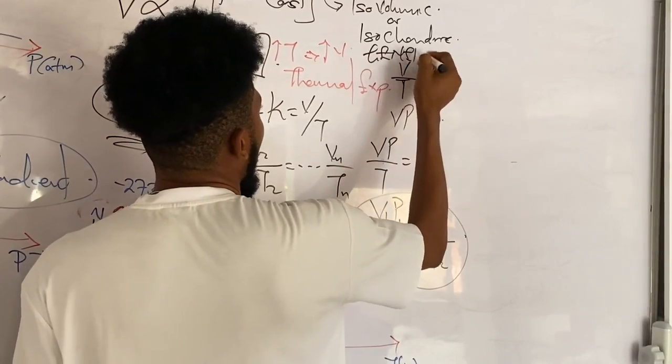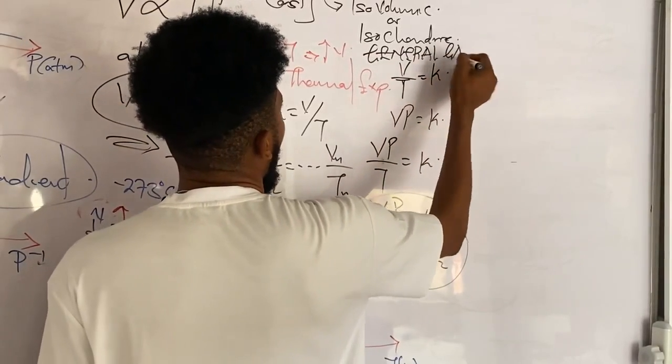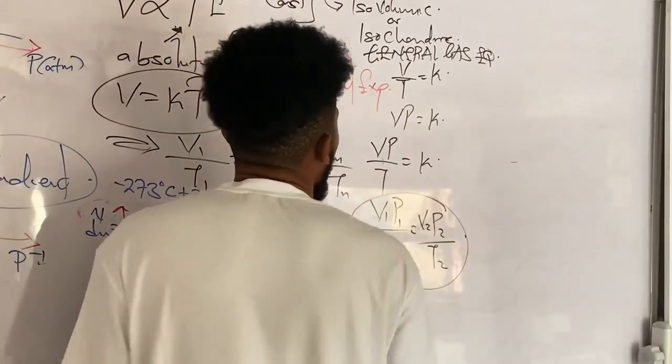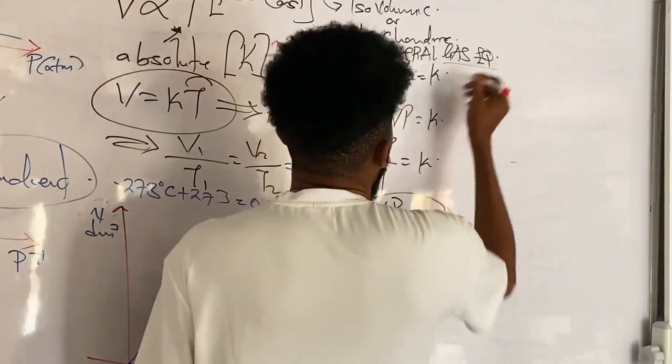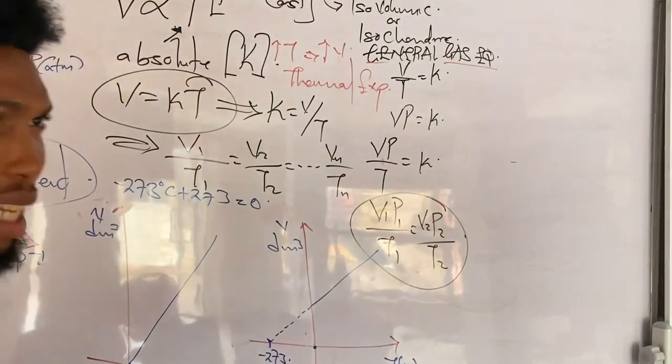That's the general gas equation. So it's just a combination of Charles' law and Boyle's law. And then it leads to what we call the ideal gas equation. The ideal gas equation says that what?